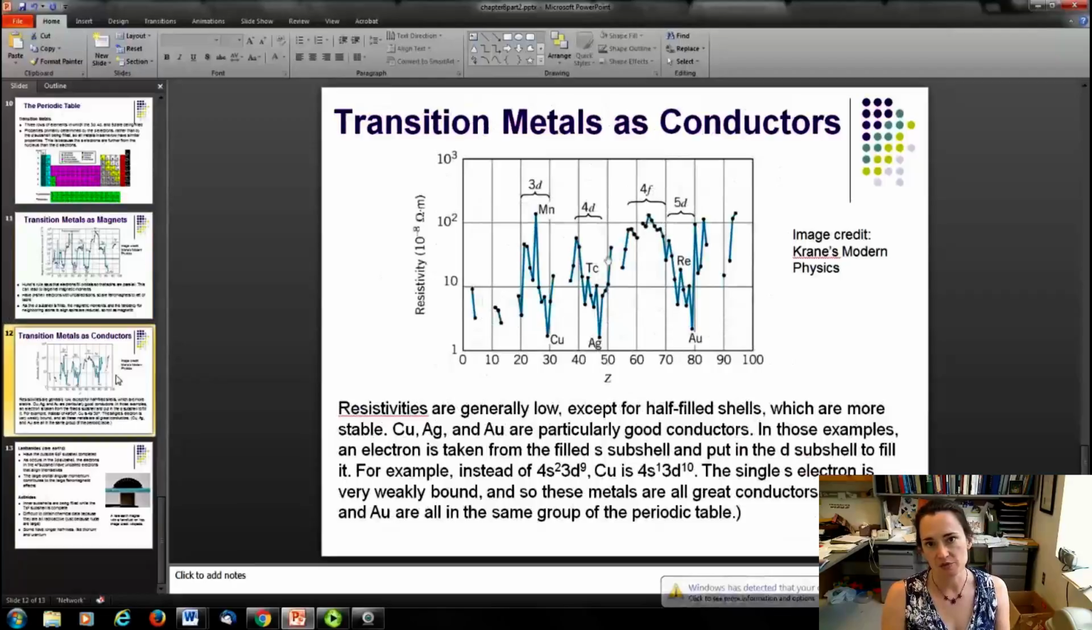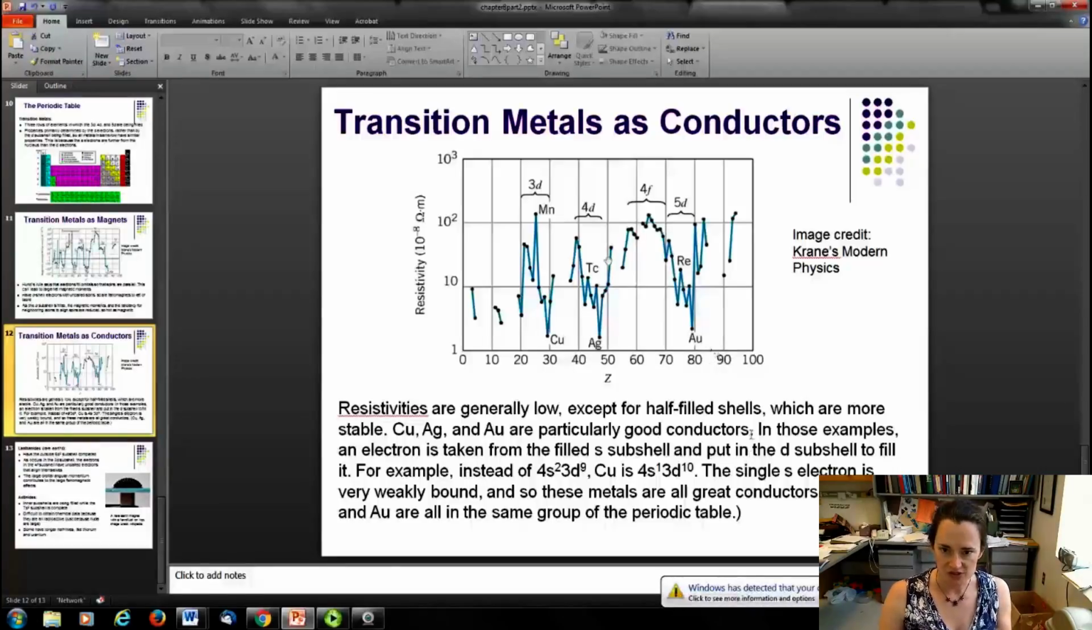Transition metals can also be good conductors. In this plot, we see the resistivity plotted versus the value of Z. You can see that the resistivities for the transition metals are generally pretty low, except for the shells which are half-filled, which seem to be more stable and cause lower conductivities. Now you can see here that there are very low dips in this plot, and those dips in the resistivity occur for very good conductors. Remember, resistivity and conductivity are inverse of one another. So here you see copper, silver, and gold being the very low points on these plots.